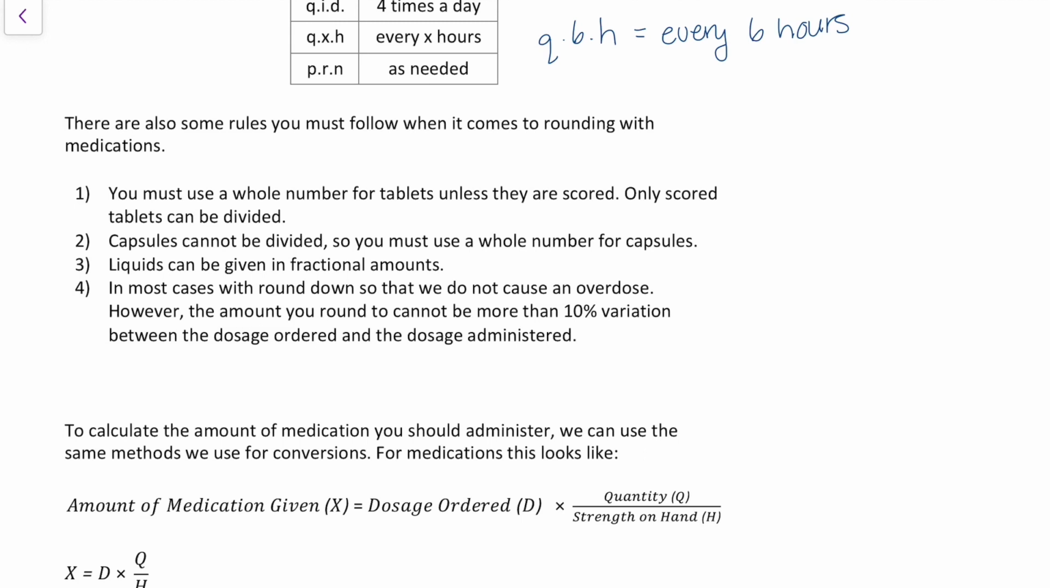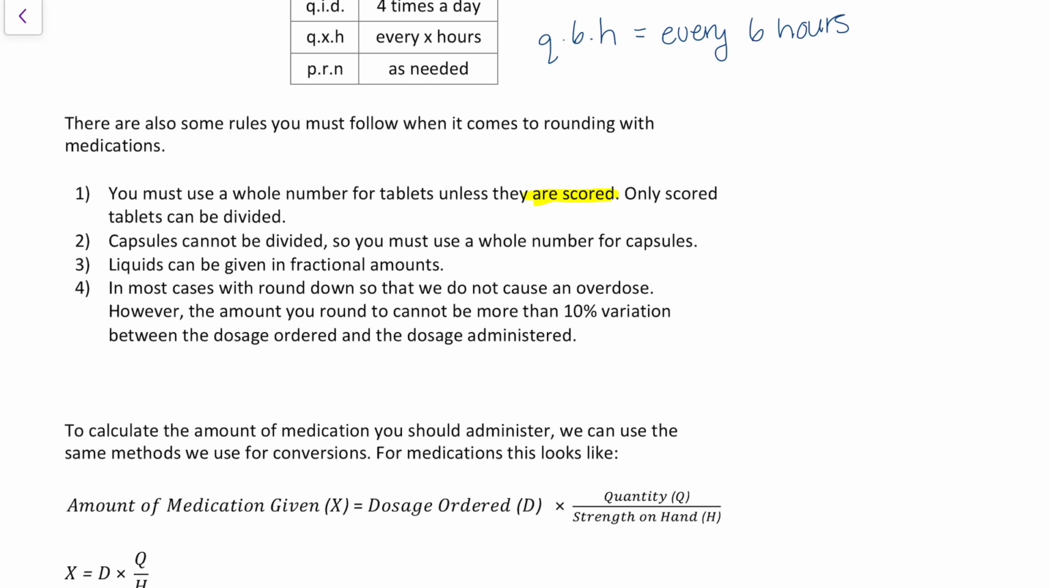So if it says it is a scored tablet, then that means it has that line down the tablet, and so you can split them in half. So in the scored tablets case, you can give half a tablet, but otherwise tablets are whole. If it's a capsule, the capsules are the ones that have the medication inside. So sometimes it's a powder, sometimes it's a liquid, but either way, you can't cut those in half. It can't be divided, and so if it's a capsule, it has to be a whole number. If it's a liquid, you can give those in fractional amounts. Normal rounding rules would apply with liquids.